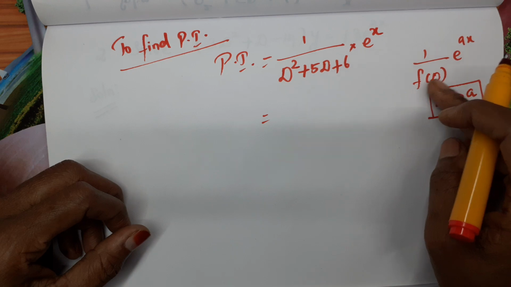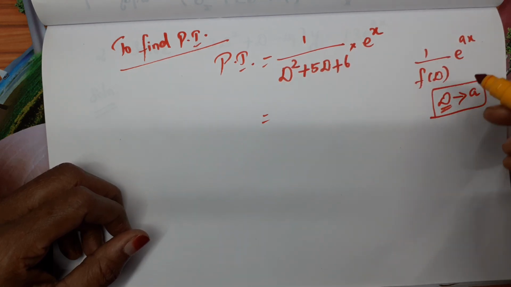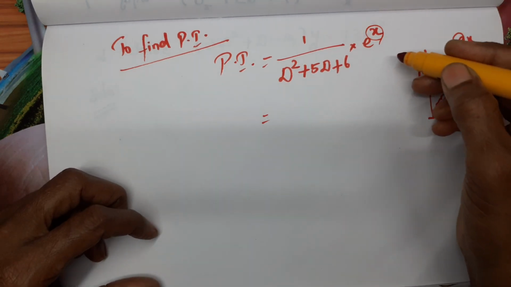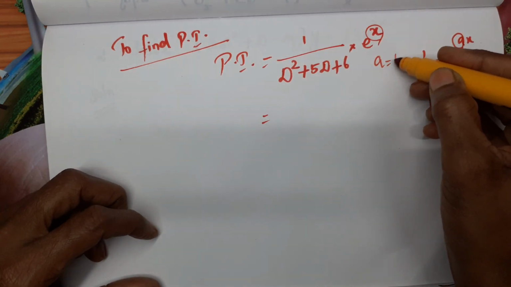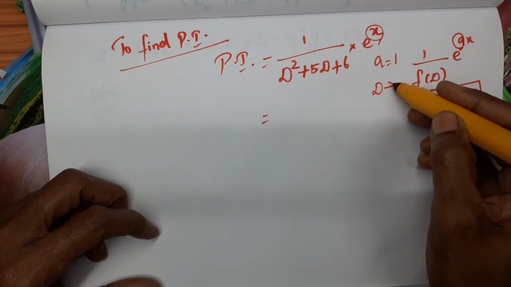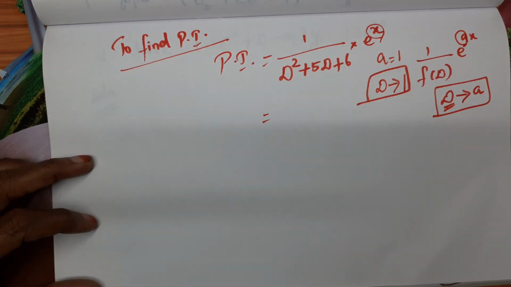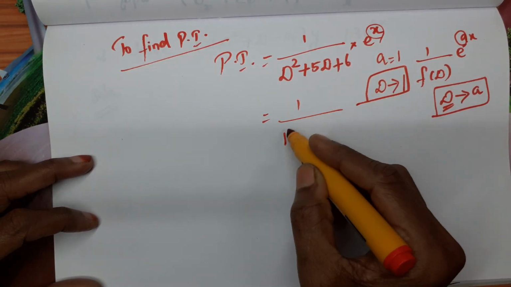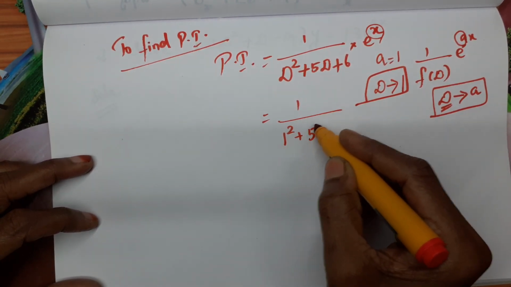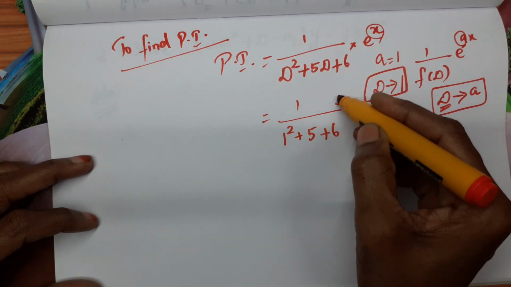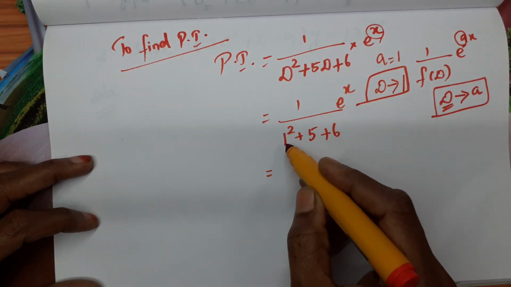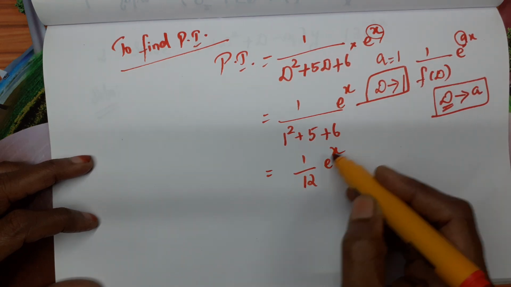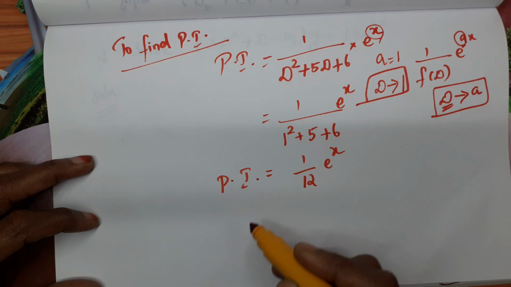In the denominator, we have to replace d by the coefficient of x. So here the coefficient of x is 1, so a is equal to 1. So we have to replace d by 1. So replacing d by 1, 1 by 1 squared plus 5 into 1 is 5 plus 6 into e power x, which is equal to 1 by 1 plus 5 plus 6, which is 1 by 12 e power x. This is my particular integral.